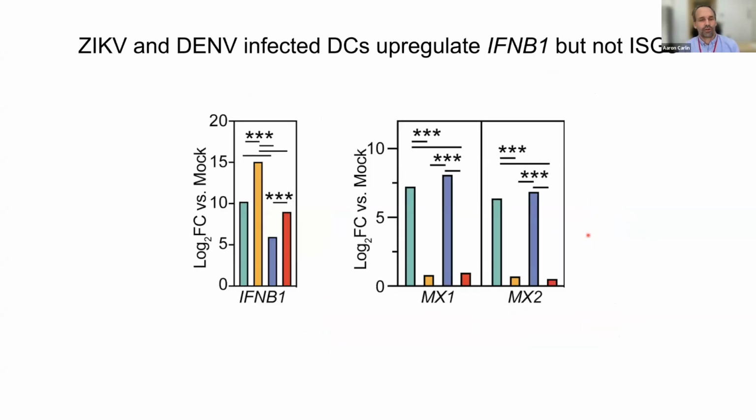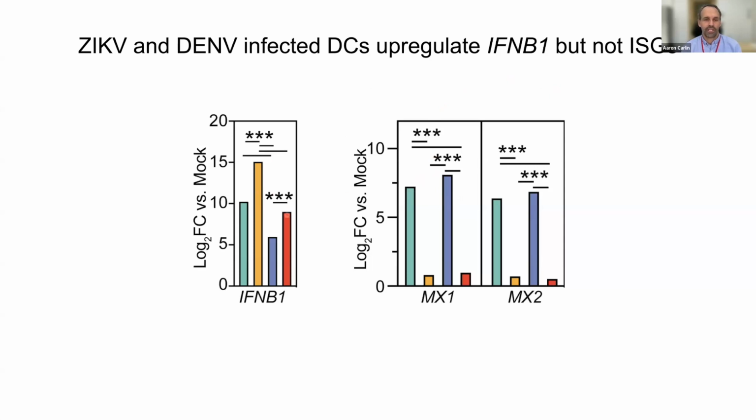So the first part of our talk is about type 1 interferons. What we see here is interferon beta production on the left and interferon stimulated genes on the right. So type 1 interferon is made in response to viral infection. It's secreted into the extracellular environment and binds the type 1 interferon receptor. And that leads to JAK-STAT signaling and the production of interferon stimulated genes.